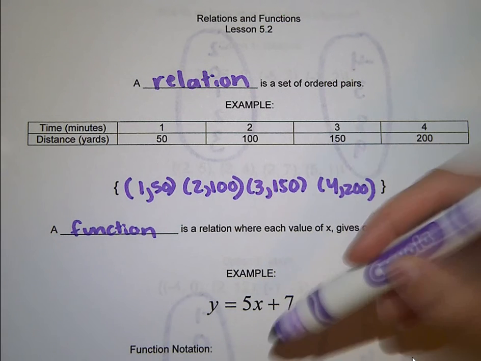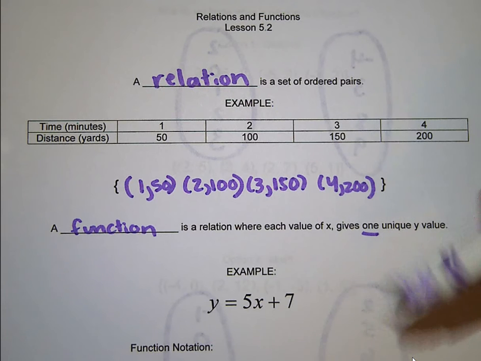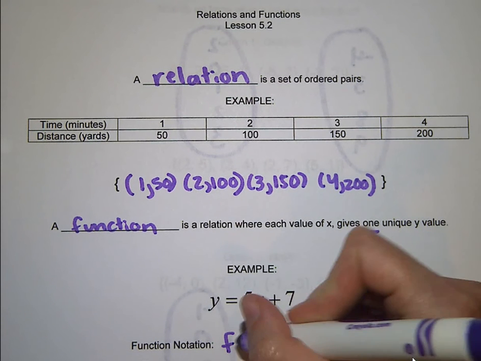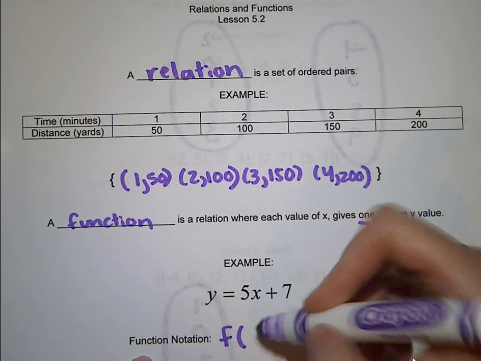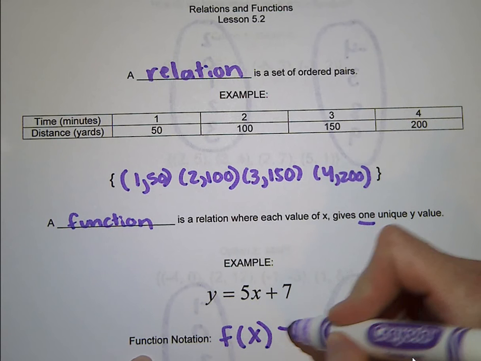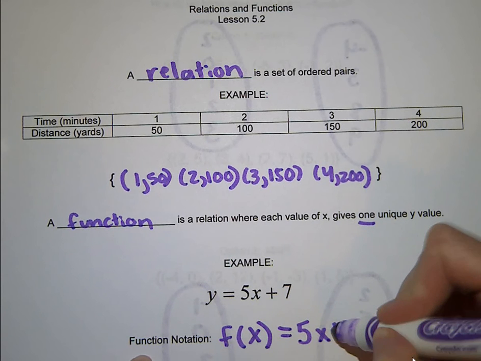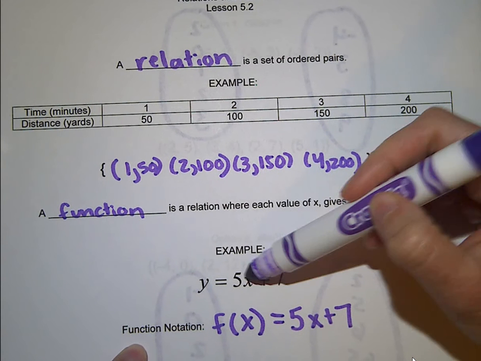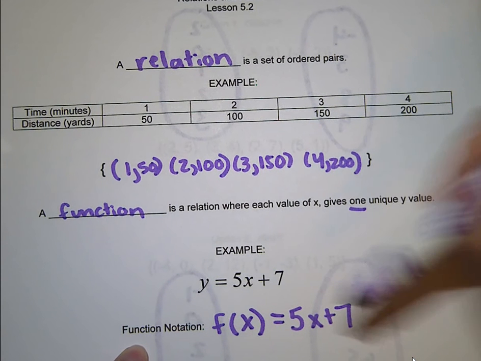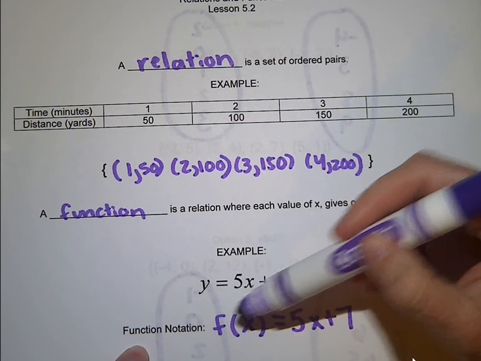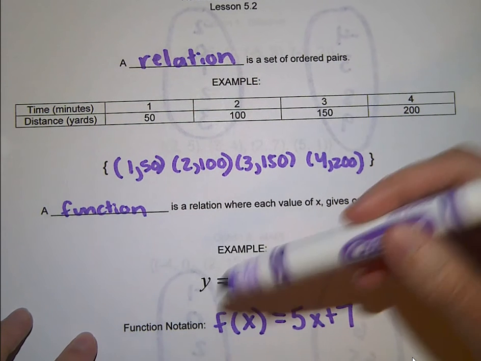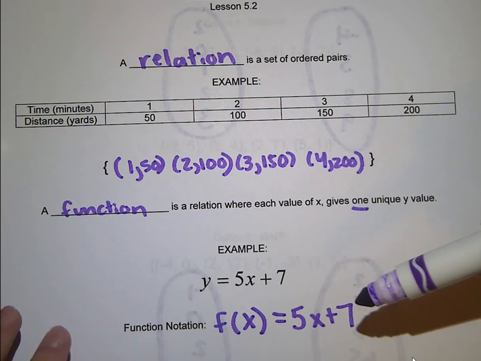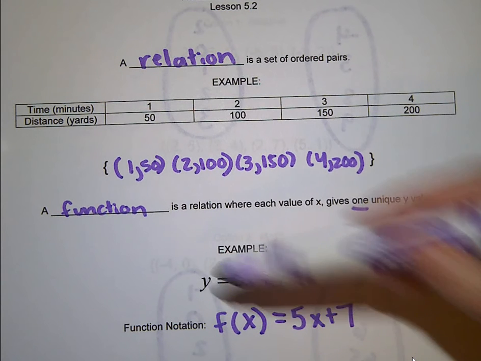The way I would write this in function notation, and this is something new, is I would write f, for function, and then you put in parentheses whatever variable you're using here, which in this case is x. So f of x equals 5x plus 7. If this had been 5a plus 7, you would write f of a. But since it's x, it's f of x. That's function notation, and that's something you'll start to see in the book: when they talk about a function, they're going to use f of x instead of y.